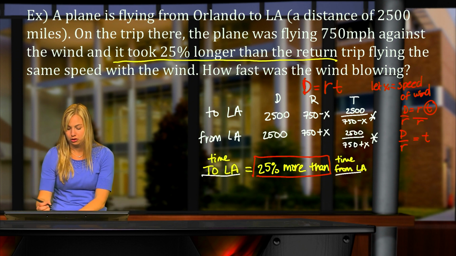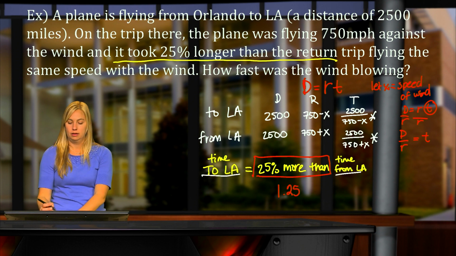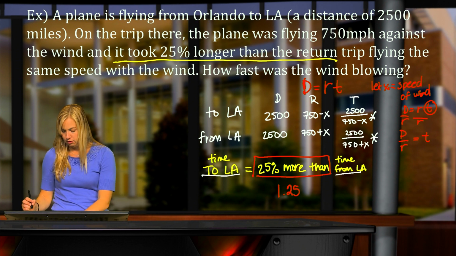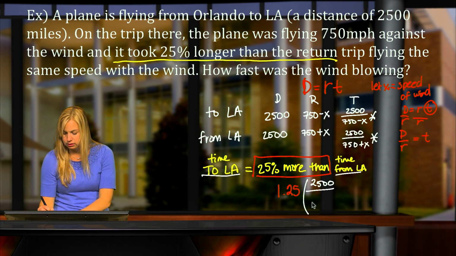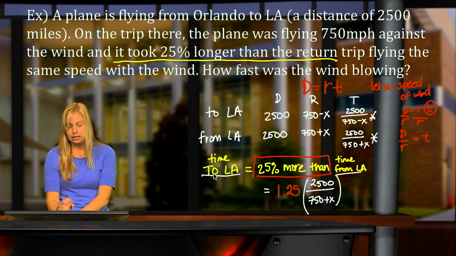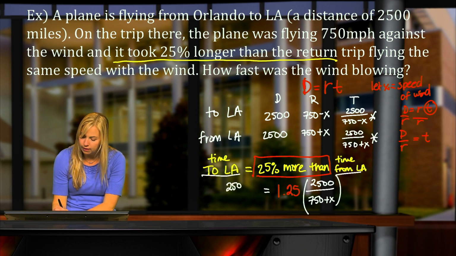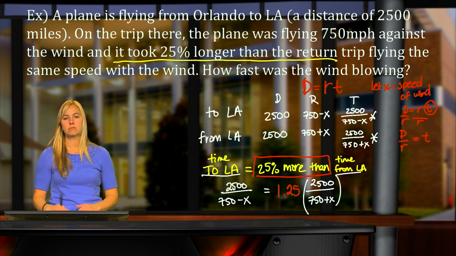Well, to do that, you actually multiply by a factor of 1.25. The 1 is the original 100%. The 0.25 represents that increase of 25%. The time from LA was 2,500 divided by 750 plus x. And this equals the time on our way to LA, which was 2,500 divided by 750 minus x.